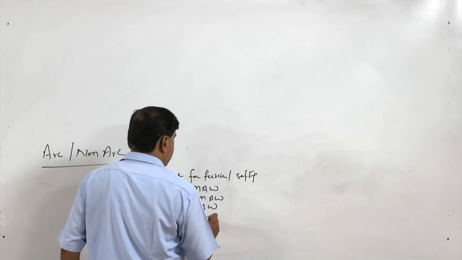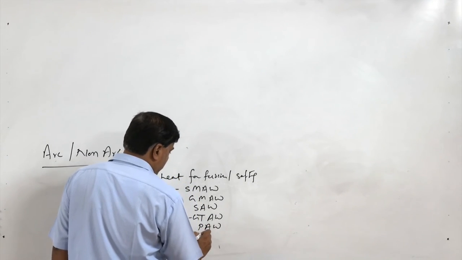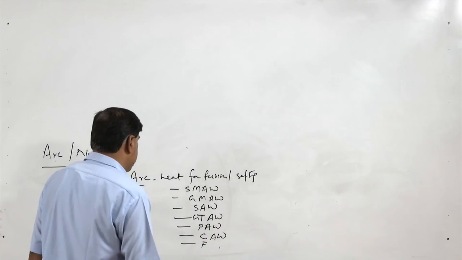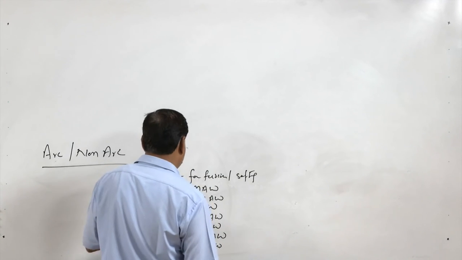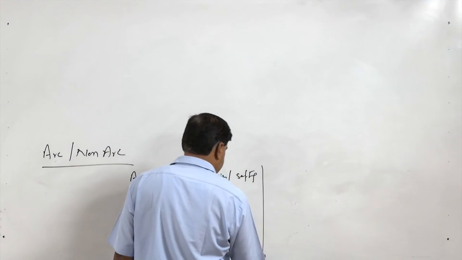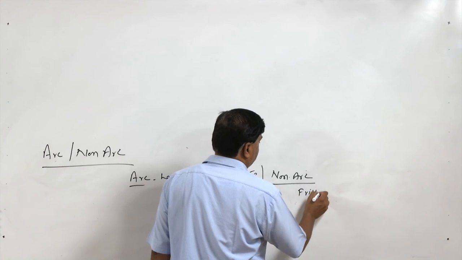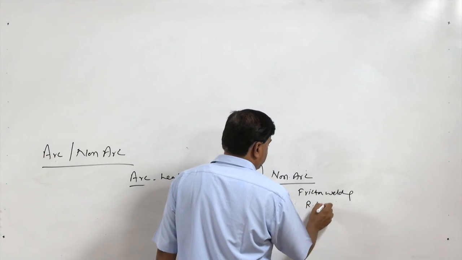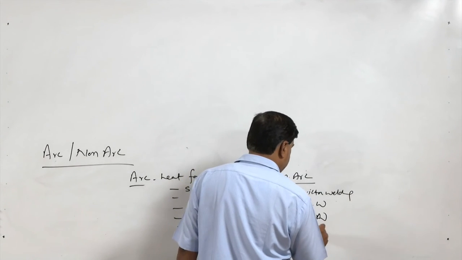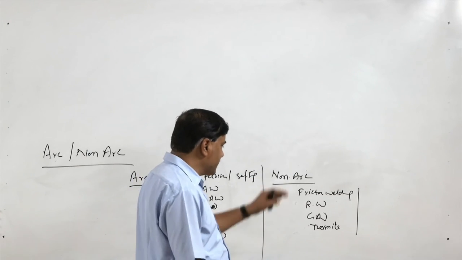tungsten, GTAW, gas tungsten arc welding, plasma arc welding, and similarly carbon arc welding, and then electro gas welding processes. So, all these are processes where an arc is used for generating the heat, and all other processes where no arc is used are non-arc based processes, like friction welding, resistance welding, gas welding, thermite welding. All those processes where the arc is not used can be placed in this category.